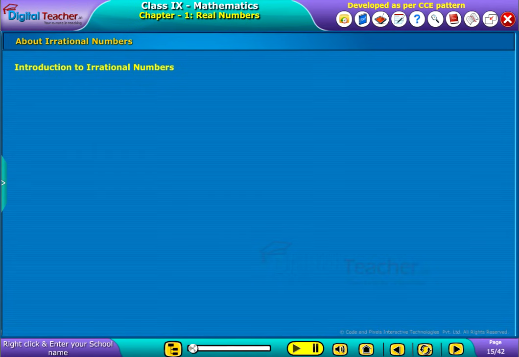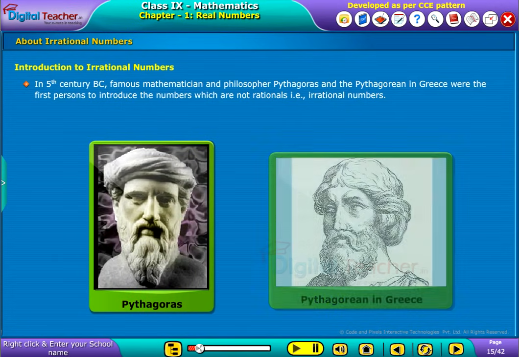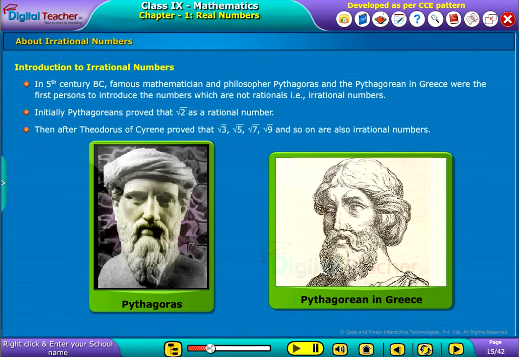Let us see a brief introduction to irrational numbers. In 5th century BC, the famous mathematician and philosopher Pythagoras and the Pythagoreans in Greece were the first persons to introduce the numbers which are not rationals, that is, irrational numbers. Initially, Pythagoreans proved that root 2 is an irrational number. Thereafter, Theodorus of Cyrene proved that root 3, root 5, root 7 and so on are also irrational numbers.